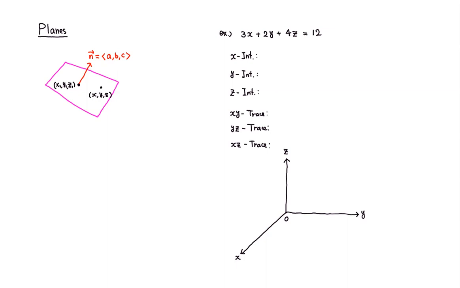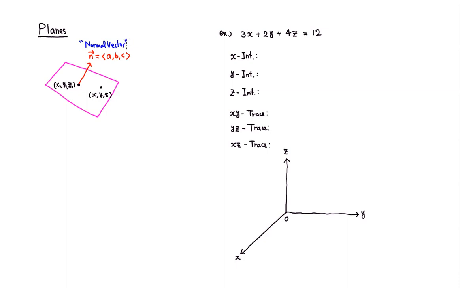Let's just say the point it goes through is x1, y1, z1, and it's facing in the direction of this, which is called a normal vector. Maybe I should write that. This is a normal vector, a, b, c.